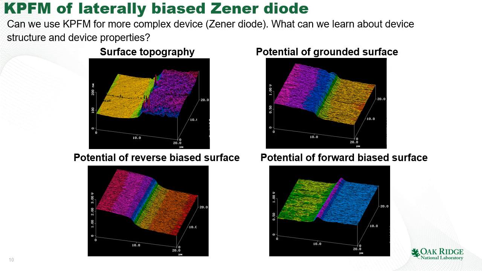Now, what about a more complex case? So in this particular case, I'm looking at a slightly more complex device, the Zener diode, which is formed by the semiconductor PIN system. So we have an undoped region between the two well-doped materials. This is surface topography. This is the potential of the grounded surface. You see the difference in the CPD between the metal and the semiconductor. This is how the potential looks for the reverse bias and for the forward bias surface. And notice that you start to see an interesting potential feature that forms here across the interface.